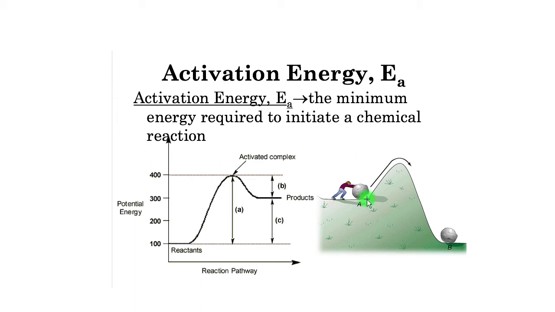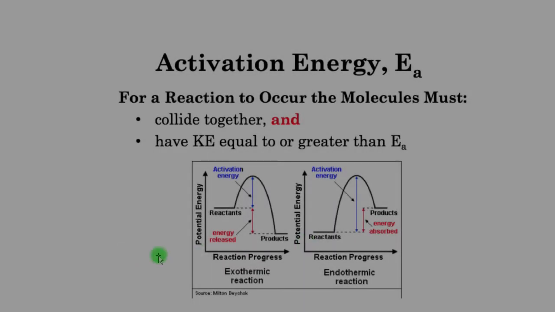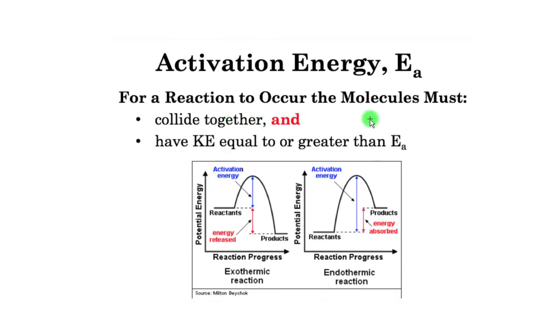But the idea is that you can't get this rock over to B until you overcome the hill. So the hill represents the activation energy in the chemical reaction. To recap, for reactions to occur, the molecules or particles must first collide together. And that collision has to have enough kinetic energy, KE, equal to or greater than the activation energy, Ea. So that's the two criteria for a reaction to occur: collision and enough energy so that they can smash together and react.